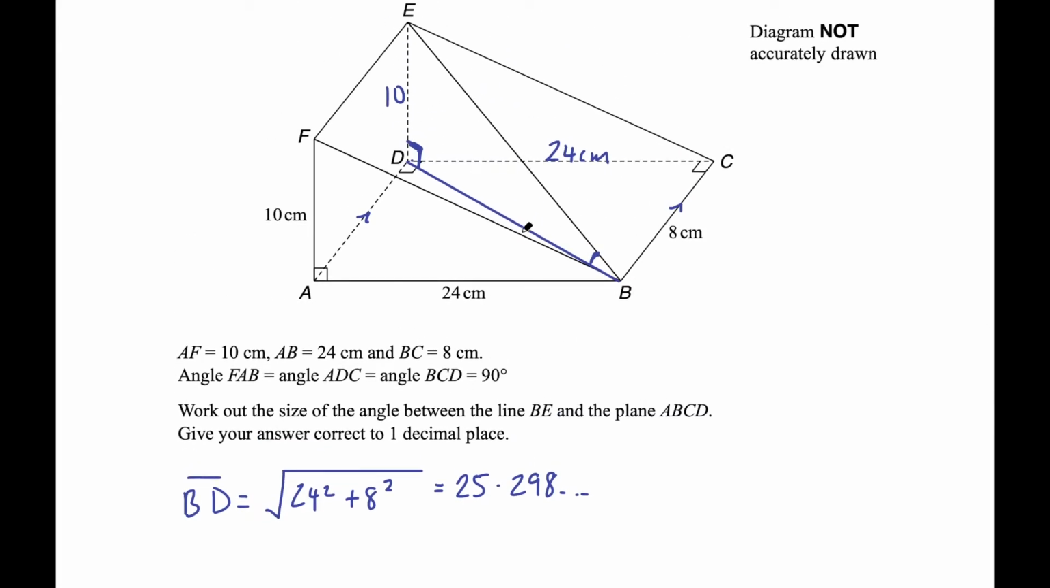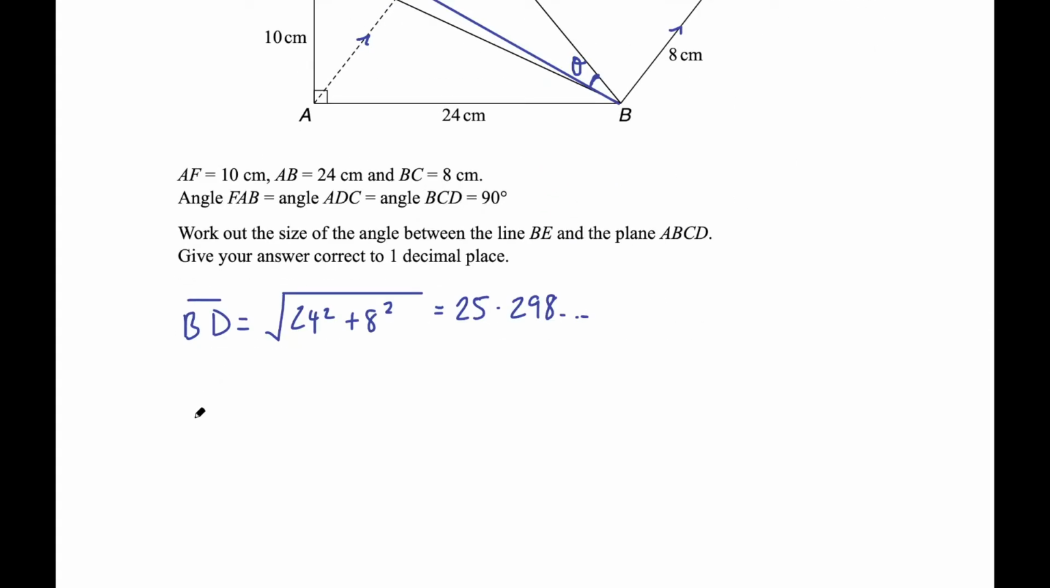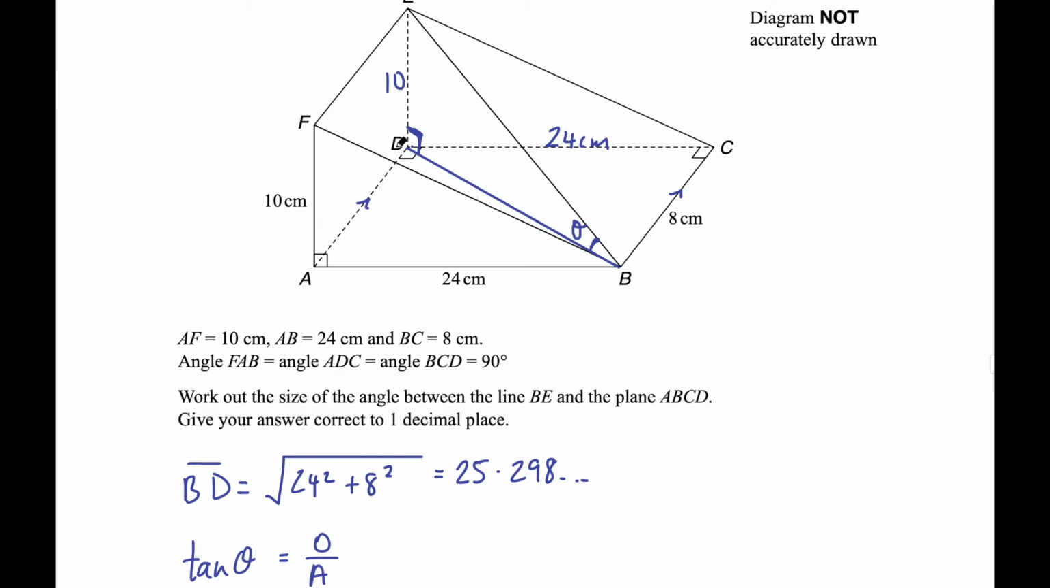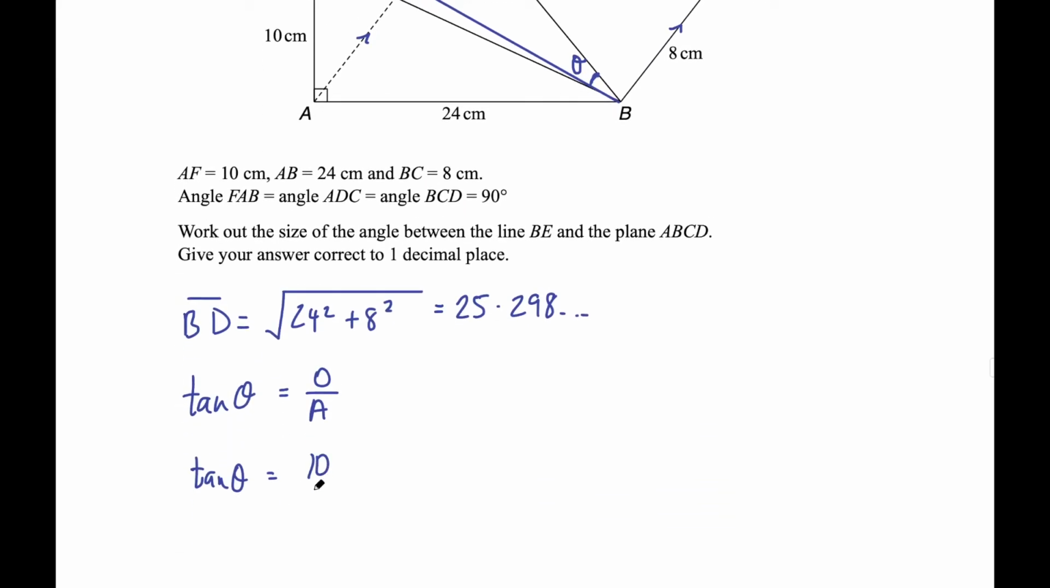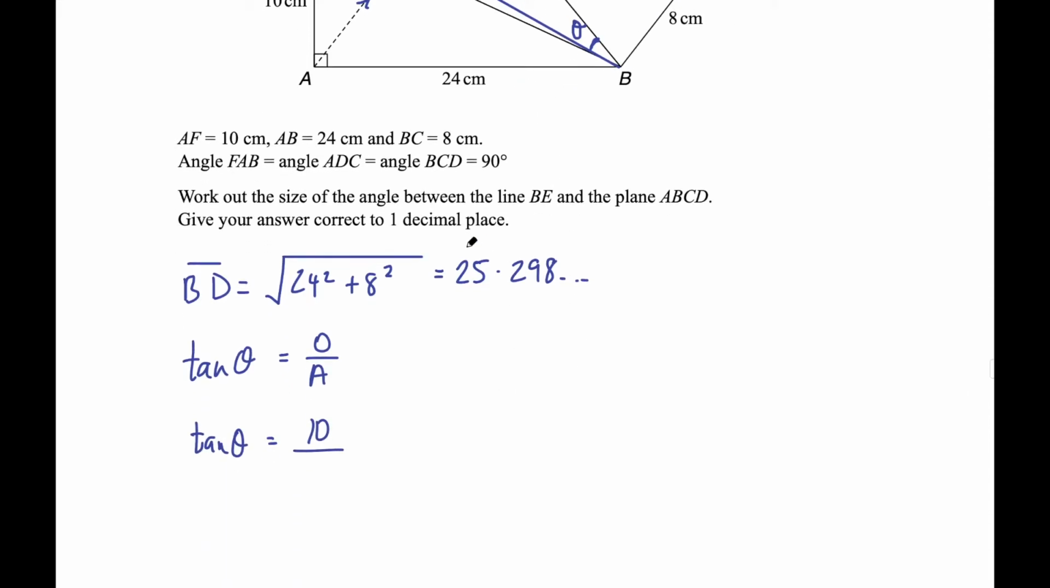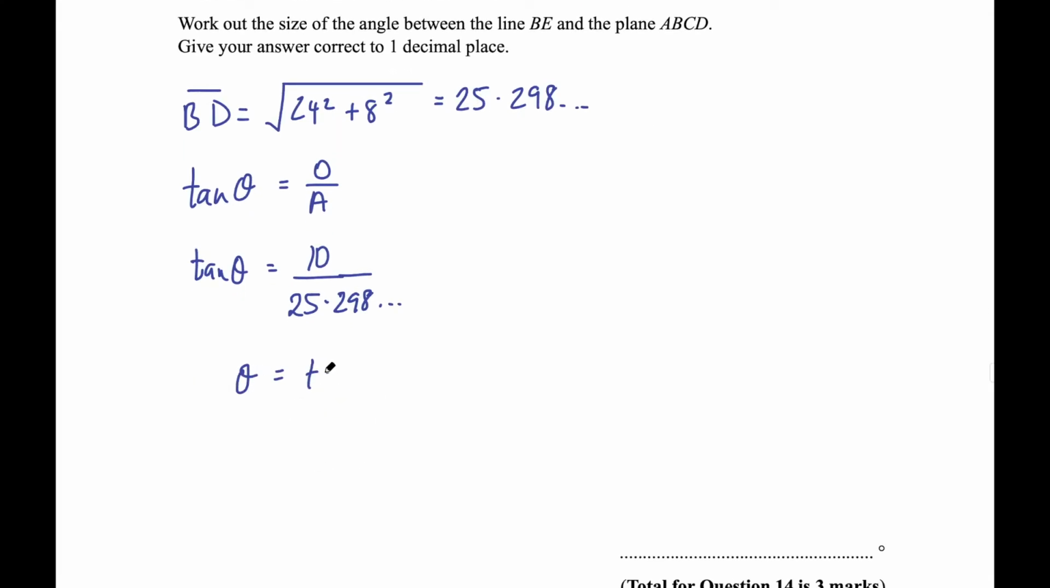I have the other leg, so I have two lengths of that triangle, and I'm looking for that angle in there. Now we can use a trigonometric ratio to find that angle. So which trigonometric ratio should I use if I have two legs of a right angle triangle? That's the tan ratio. I know that tan of an angle equals the opposite side over the adjacent side. In this case, I'm looking for theta, so I'd say tan theta equals opposite side, which is DE, so 10 over the adjacent side, which was BD, which we found up here, 25.298. And then to find theta, I want to take the inverse tangent of those things.